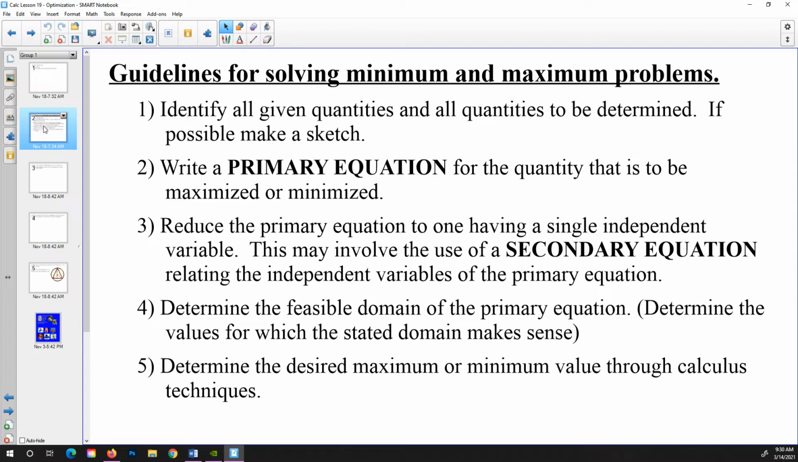And then you want to reduce the primary equation to one having a single independent variable. This may involve the use of a secondary equation relating the independent variables of the primary equation. We're going to do that a lot in this lesson. So number 4, we're going to determine the feasible domain of the primary equation. And what that means is we're just going to determine the values for which the stated domain makes sense. Because there's going to be some equations where the algebra says that there's a lot more solutions in the domain, but they won't make sense in the context of the problem. And then finally, we're going to determine the desired maximum or minimum value through calculus techniques.